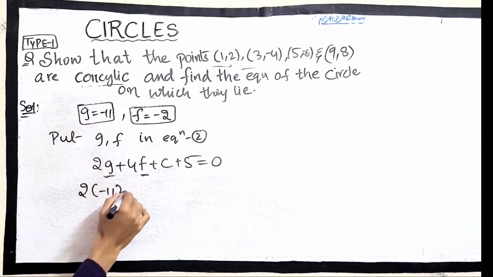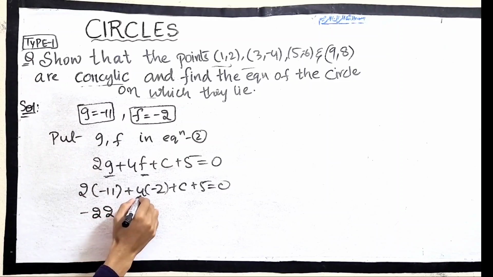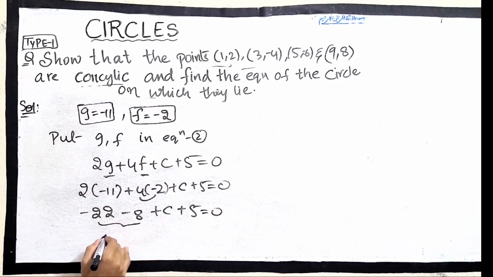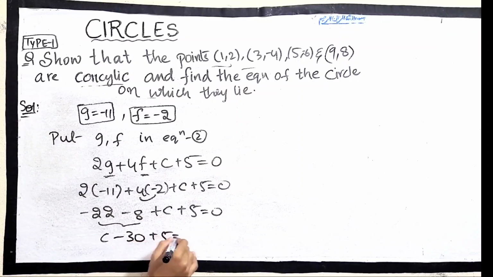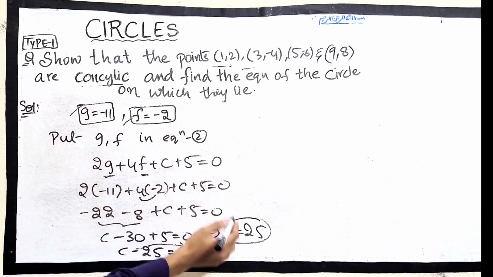So what will be 2 into minus 11 plus 4 into minus 2 plus c plus f is equal to 0. Just simplify: minus 22, and 4 into minus 2 is minus 8 because of the minus sign, plus c plus f is equal to 0. So what will it be? Minus 22 minus 8 will be minus 30. So c minus 30 plus f is equal to 0, and this will be again c minus 25. Minus 30 plus 5 is minus 25, and this will have c minus 25 is equal to 0. When we substitute, push that minus 25 to this side. So what will be the value of c? C will be 25.